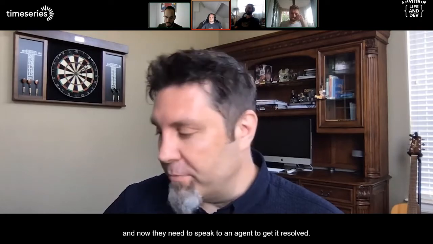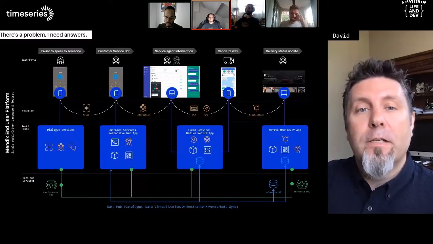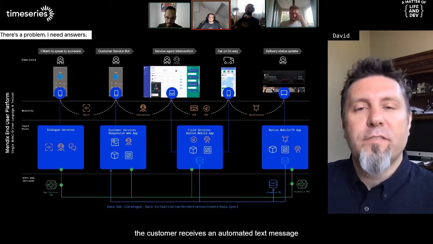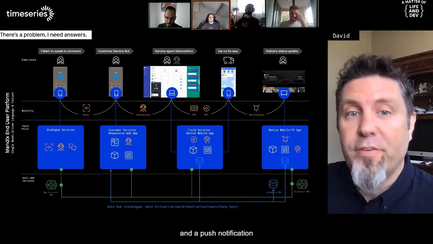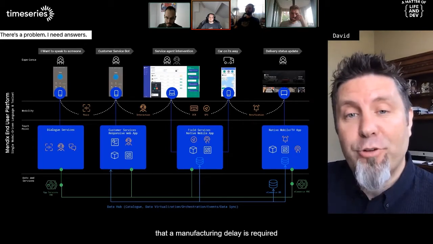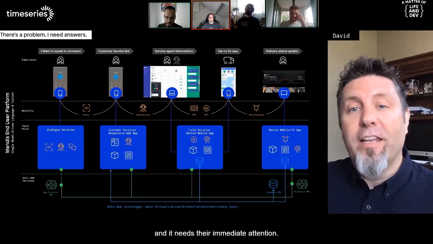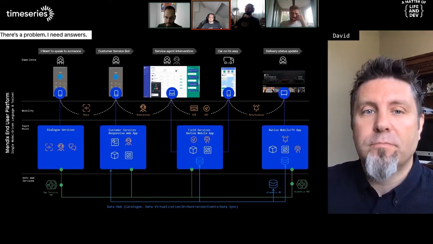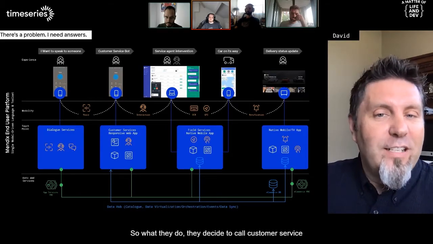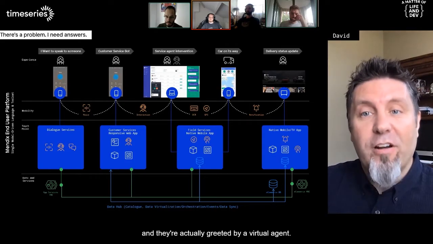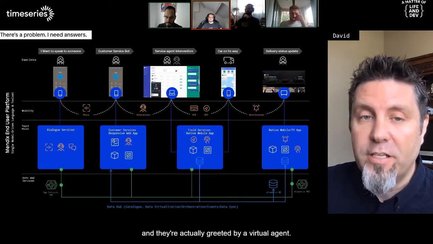All right, Simon, thanks. Very impressive. Let's move on to the next phase where the customer finds out that there's an issue with their order and now they need to speak to an agent to get it resolved. So in this next experience, the customer receives an automated text message and a push notification that a manufacturing delay is required and it needs their immediate attention. So they decide to call customer service and they're actually greeted by a virtual agent. Let's listen in.